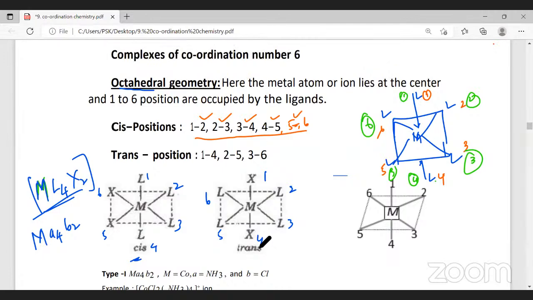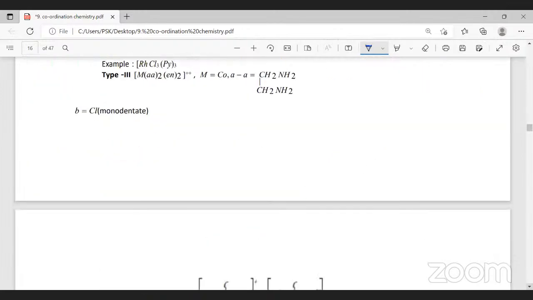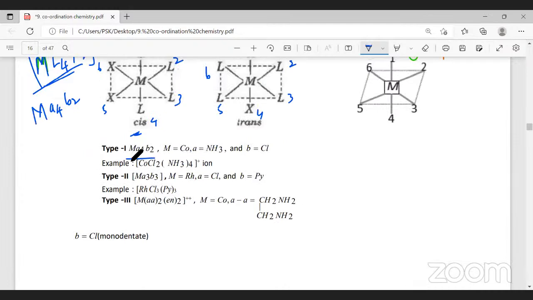So in octahedral geometry, we're talking about geometrical isomerism. Geometrical isomerism is also called cis-trans isomerism. Coordination compounds with coordination number 4 and coordination number 6 will show cis-trans isomers. So we learned coordination number 4 in detail. Now coordination number 6 we are learning. Now some of the examples they are mentioning here. One we learned, MA4B2 type or ML4X2 type.